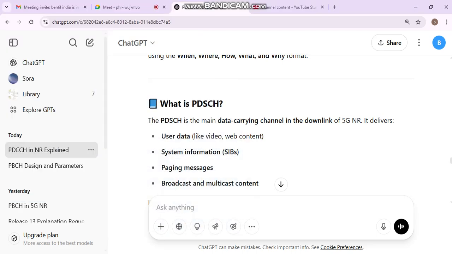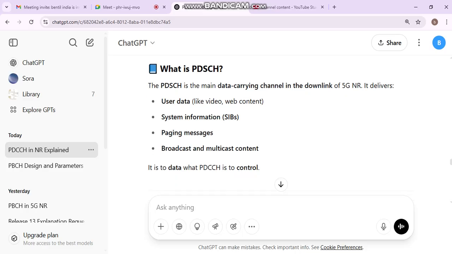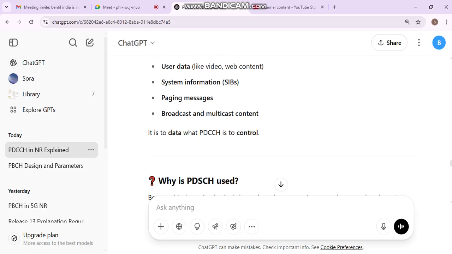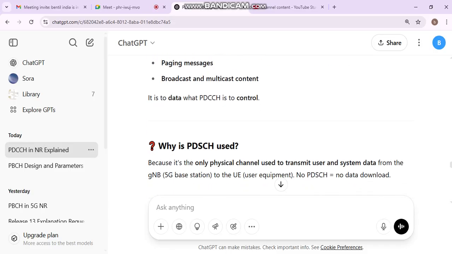So what is PDSCH? PDSCH is the main data carrying channel in the downlink of 5G NR. It delivers user data like video, web content, system information, SIBs, paging messages, broadcast and multicast content. It is to data what PDCCH is to control.